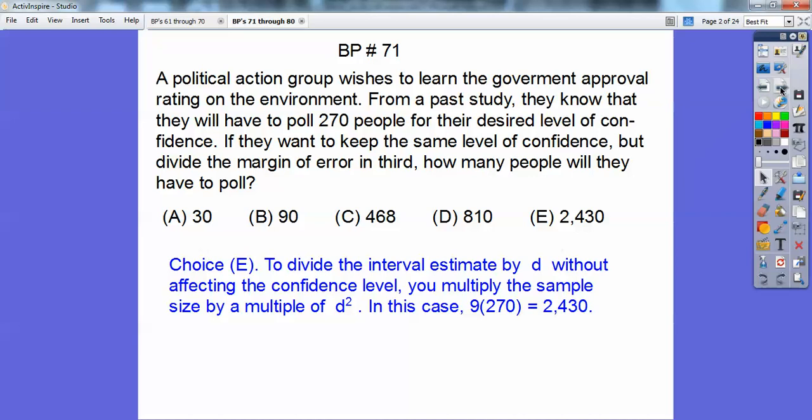So divide the interval estimate by, and I just chose the letter D, without affecting the confidence level, you multiply the sample size by D squared, because remember it was that square root when we did that formula. So the square root of 1/9 is 1/3. So in this case, it's going to be 9 times the 270, which is choice E.